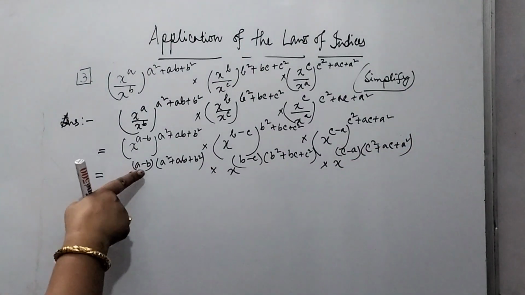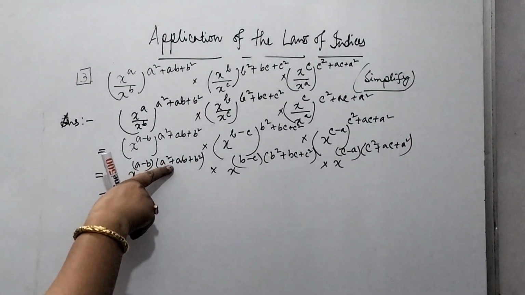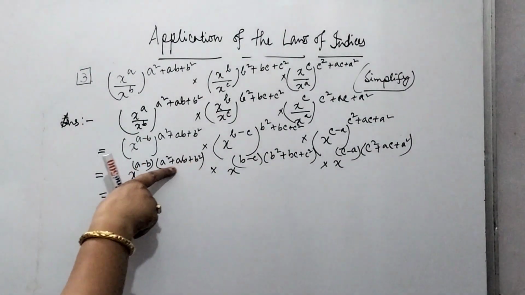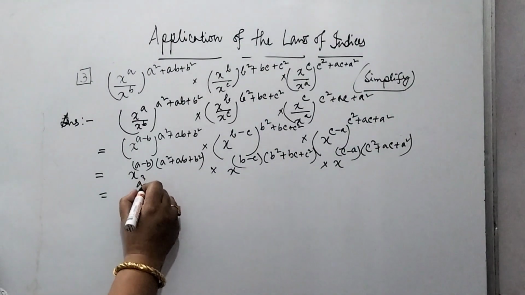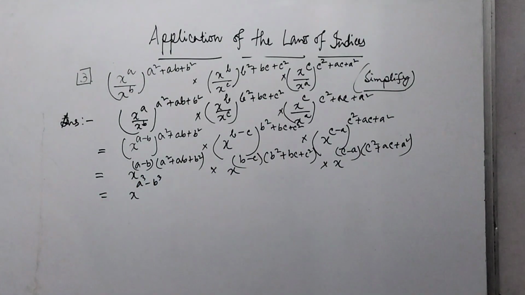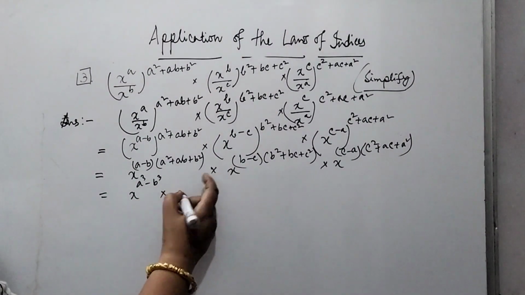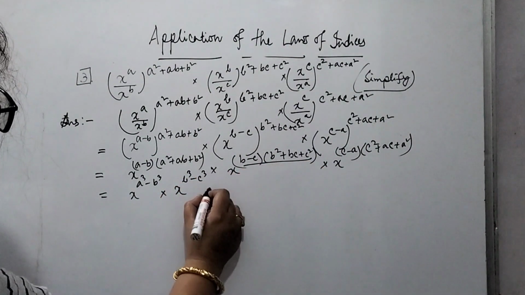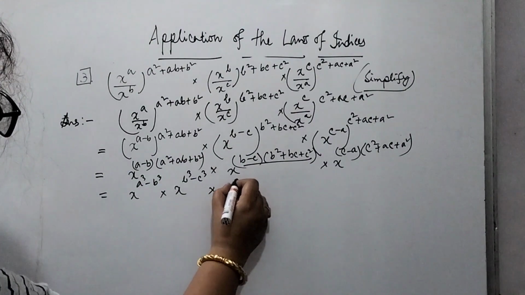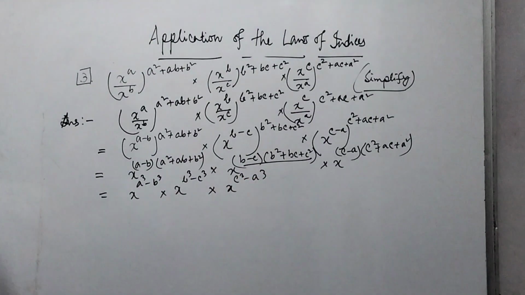Okay. So now this x to the power a minus b into a square plus ab plus b square. If you focus on the power only, you will find this will give you x to the power a cube minus b cube, right? Because we know the formula of a cube minus b cube, that is a minus b into a square plus ab plus b square. Similarly, from the second term, we will get x to the power b cube minus c cube. And from the third term, we will get x to the power c cube minus a cube, right? Now just look at the expression you have got in this step.